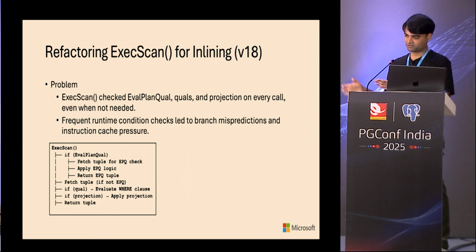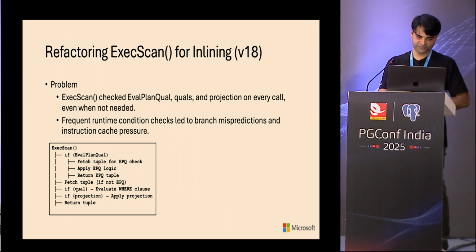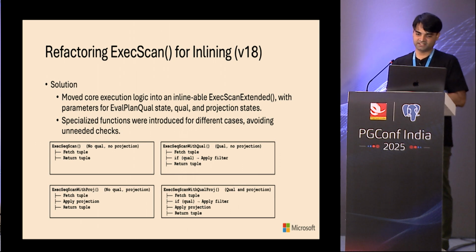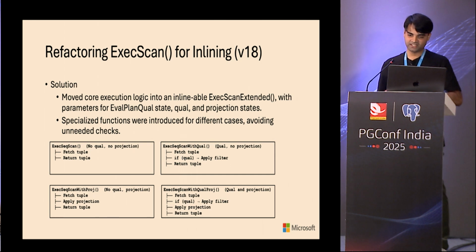Sometimes you can just return the whole tuple, all columns, to the parent node, but in some cases you have to select which columns to pass on to the parent node, and you need projection for that. So this one big function had conditions that check eval plan qual, and projection, and that led to overhead if you are scanning many tuples. So the solution that we came up with is to move the main body into this inlineable function, exec-scan extended, and it has parameters for eval plan qual state, qual, and projection states.